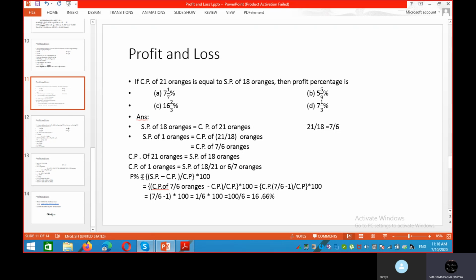So profit percentage is equal to (SP minus CP) by CP into 100. SP of 1 orange is CP of 7 by 6, so it is (CP into 7 by 6 minus CP) by CP into 100, which is CP into (7 by 6 minus 1) by CP into 100. CP cancels out, and 7 by 6 minus 1 is 1 by 6, into 100, that is 100 by 6, which is 16.66%. That means option C, 16 whole and 2 by 3%.